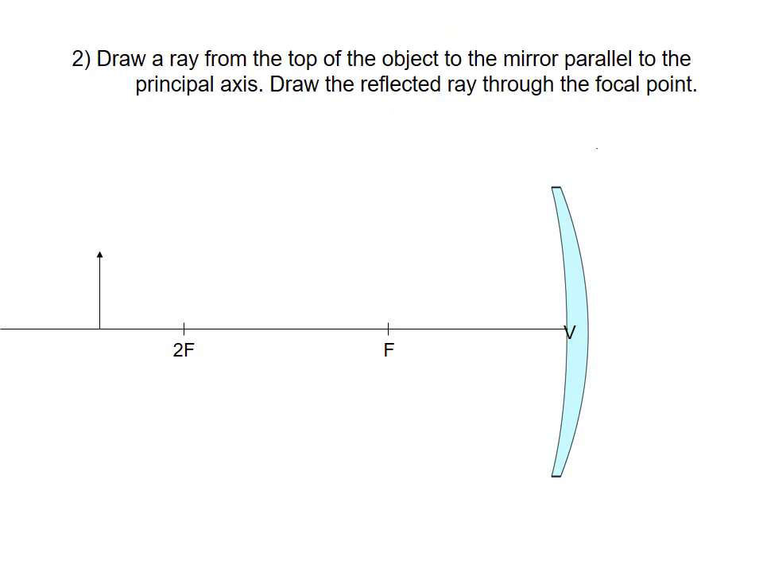So our first special ray that we should draw is a ray that goes from the top of the object, parallel to the principal axis, towards the mirror and hits the mirror. Notice again that this is an incident ray, so the arrow has to point into the mirror. Any ray that's parallel to the principal axis and hits a concave mirror will reflect through the focal point.